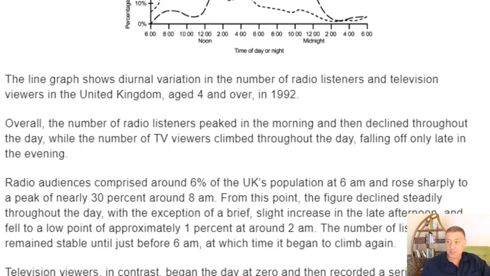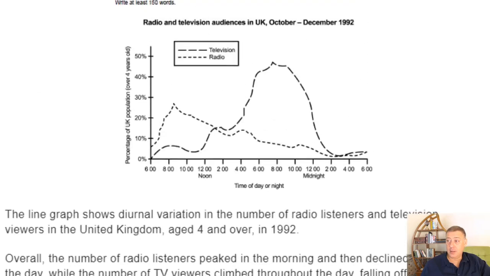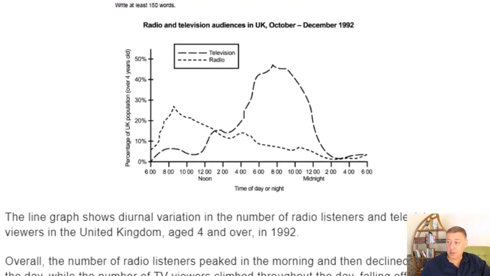Probably won't. Okay, so there I've described what we can see. Oh, it's 1992, not 1982. So overall, the number of radio listeners peaked in the morning, then declined throughout the day. So if we look at it, it goes up until about 10 a.m. and then it goes down for the rest of the day from around, well, 8 a.m., 9 a.m. It's the peak, and goes down for the rest of the day.